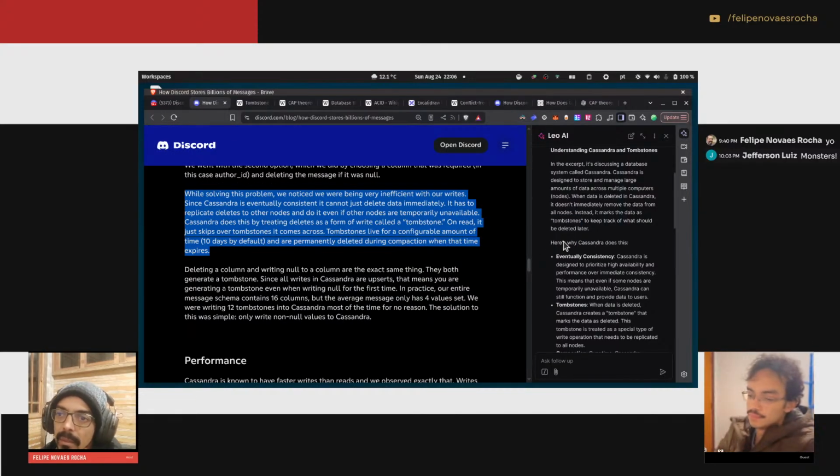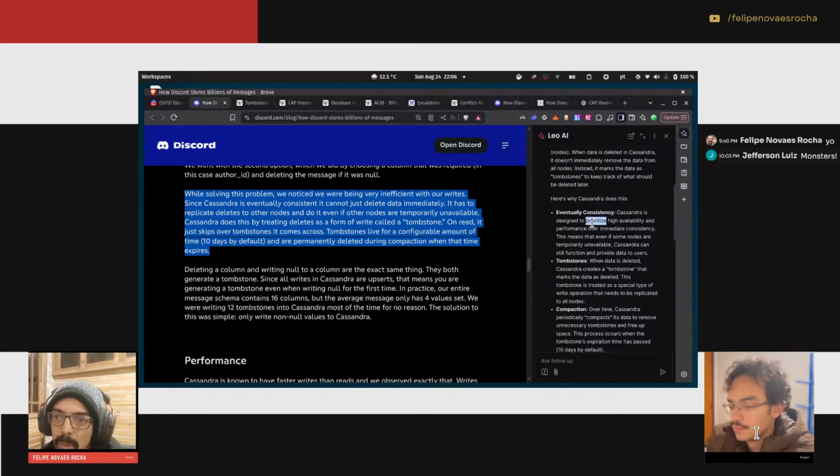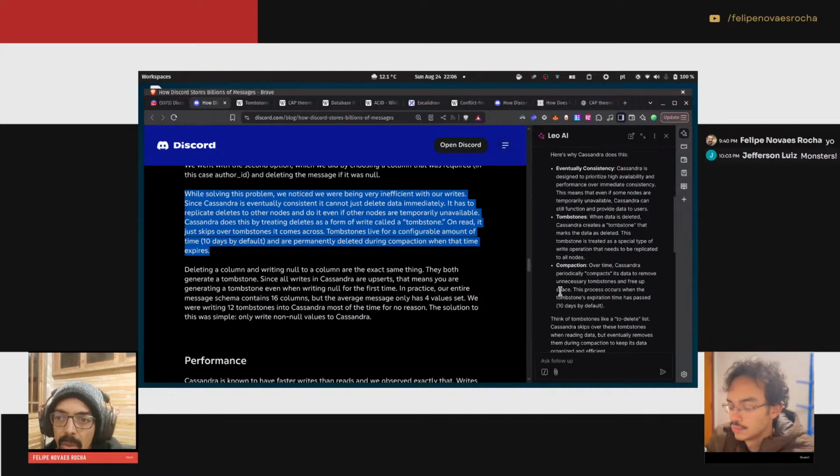So why does Cassandra do that? Eventual consistency: Cassandra is designed to prioritize high availability and performance over immediate consistency. It means that even if some nodes are temporarily unavailable, Cassandra can still function and provide data to users. Tombstones: when the data is deleted, it creates a tombstone that marks the data as deleted. This tombstone is treated as a special type of write operation that needs to be replicated to all nodes. Compaction: over time, Cassandra compacts data to remove unnecessary tombstones and free up space. The process occurs when the tombstone creation time has passed 10 days by default.